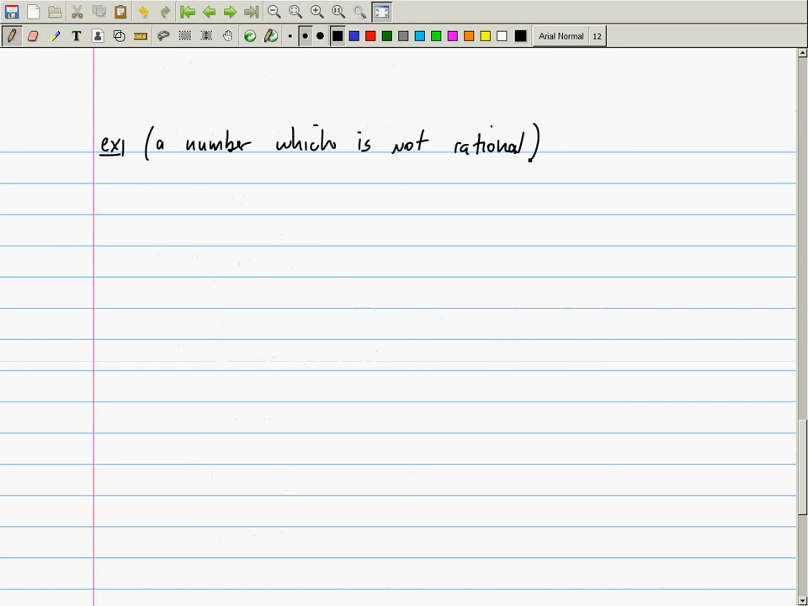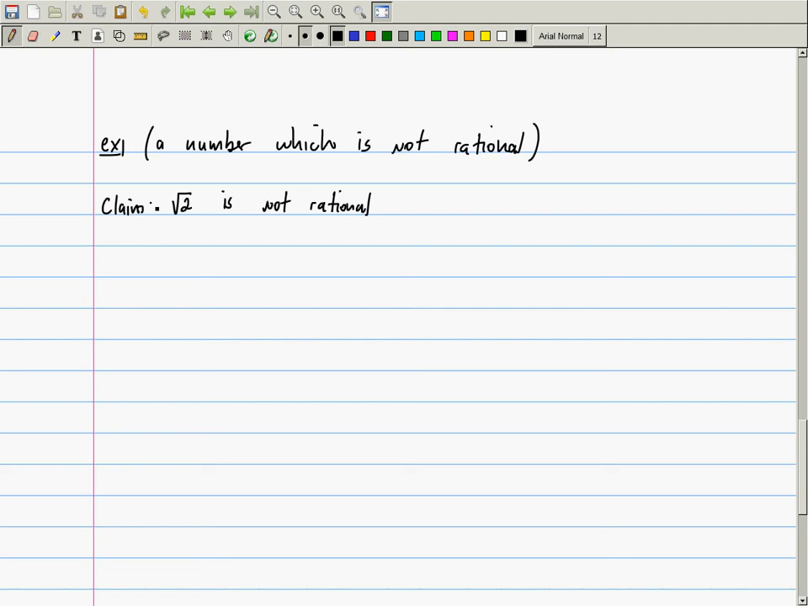Because as a mathematician, I've claimed to you that there's two sets: the quotients, the rational numbers, and then the real numbers. And if I say that there's this set of real numbers, then there better be something that's in the real numbers, but not rational. Because otherwise, what are we talking about? Okay, so here's the claim. The square root of 2 is not rational. So this is my claim.